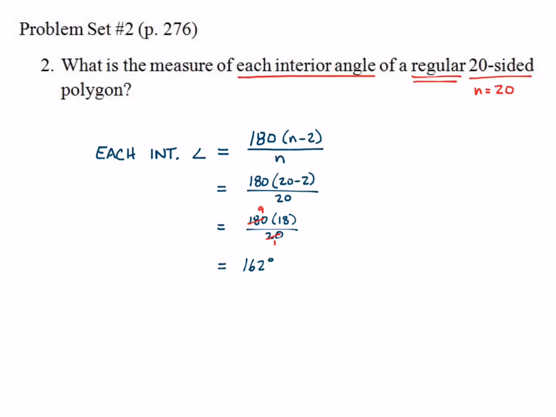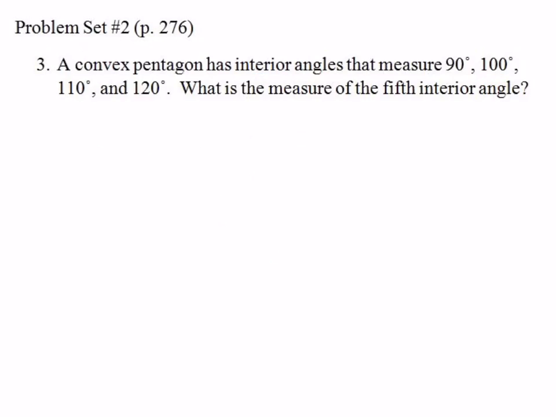All right, let's take a look at the next problem, example number 3. This tells us that a convex pentagon has interior angles that measure 90 degrees, 100 degrees, 110, and 120. And then it asks us to find the measure of the fifth interior angle. Well, we'll remember that a pentagon is n equals 5. It's a 5-sided figure. And we're also told that it's convex, meaning that it's not going to have any indents.